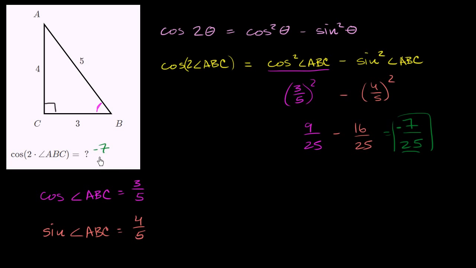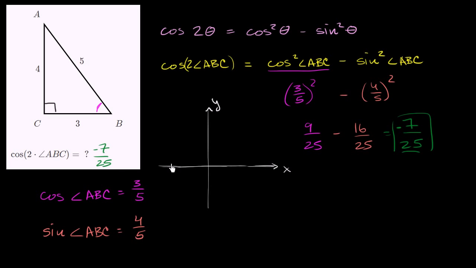Negative 7 over 25. Now, one thing that might jump out at you is why did I get a negative value here when I doubled the angle, because the cosine was clearly a positive number. And there you just have to think of the unit circle, the unit circle definition of trig functions, which is an extension of the SOHCAHTOA definition.